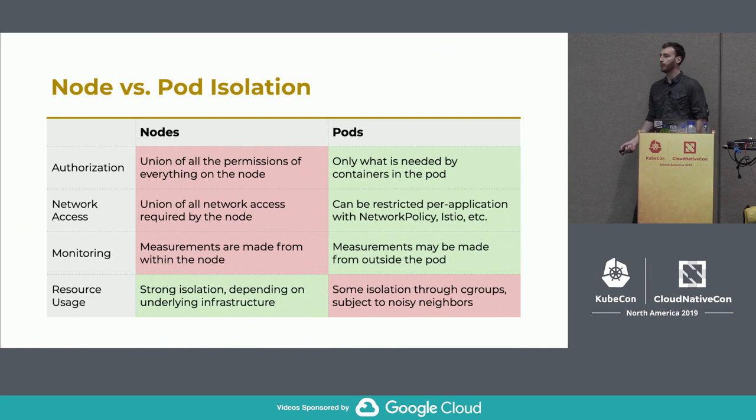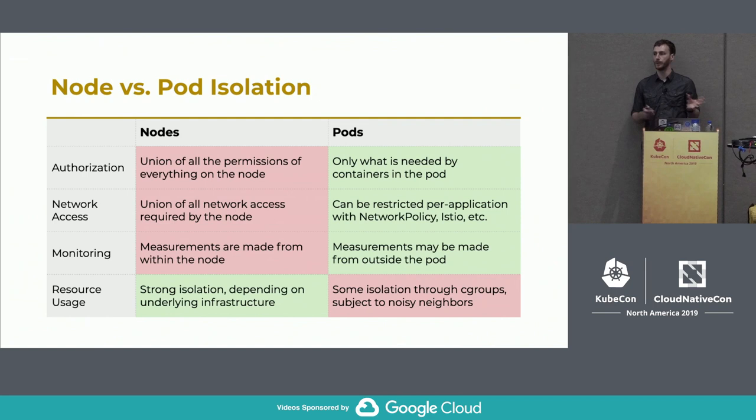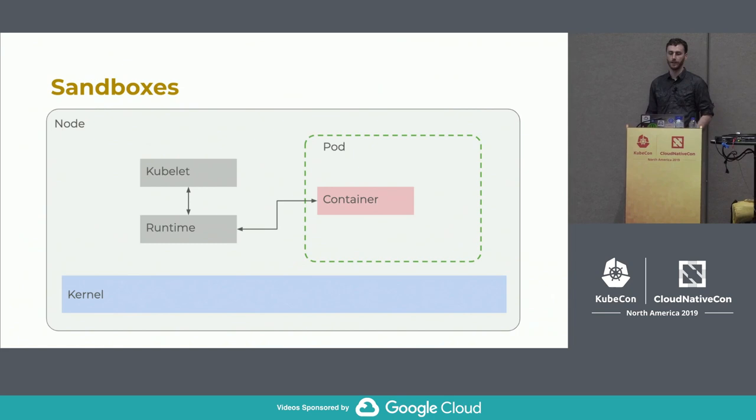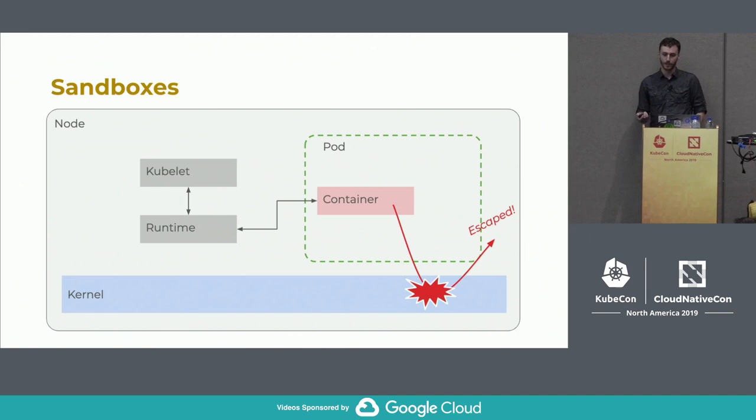1.4 node isolation is that you have stronger resource isolation. We have some isolation through cgroups on the pod, but we don't hit everything, and so you're still going to be subject to noisy neighbors in the pod case. But we are still left with this problem of a container escape. And as Greg mentioned earlier, a lot of container escapes happen through the fact that there's a shared kernel for every container on the node. And if you have a vulnerability in that kernel, that can lead to container escape.